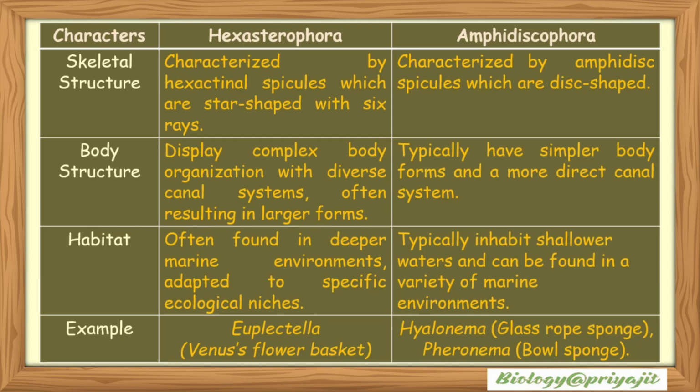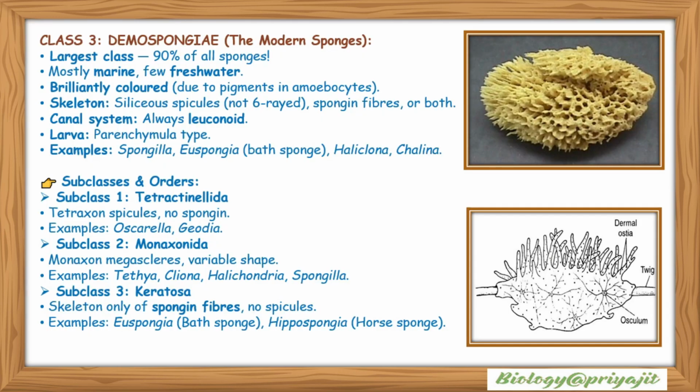These are the differences between Hexasterophora and Amphidiscophora on the basis of skeletal structure, body structure, habitat, and example.